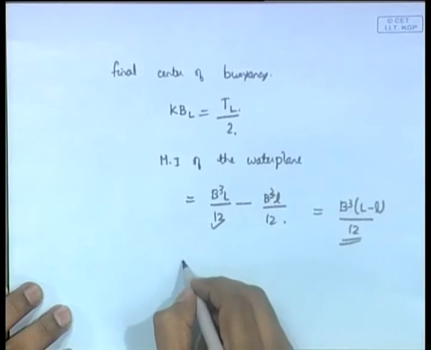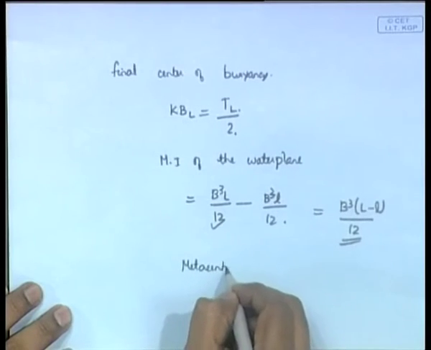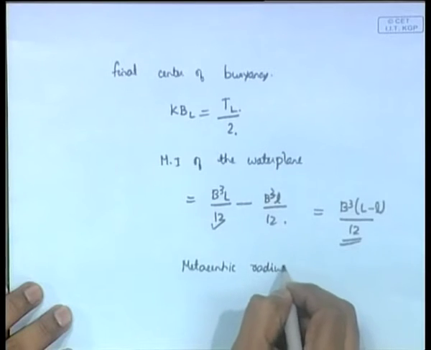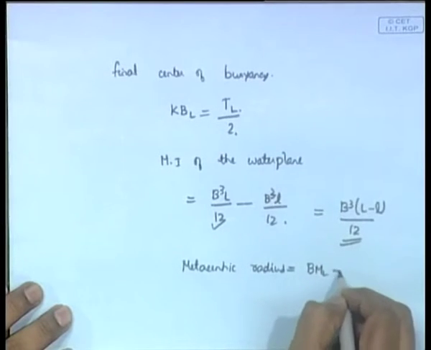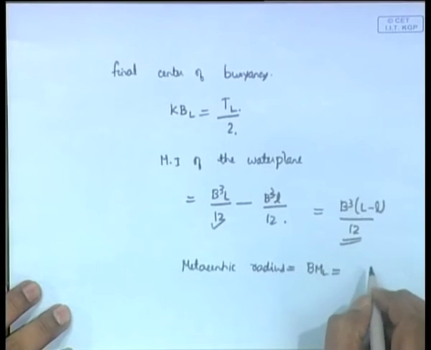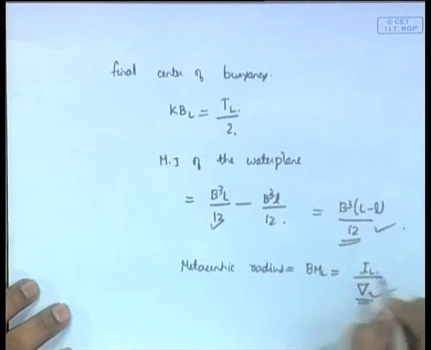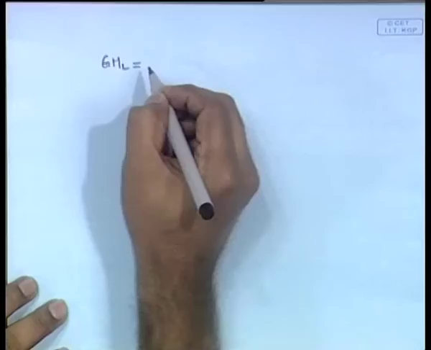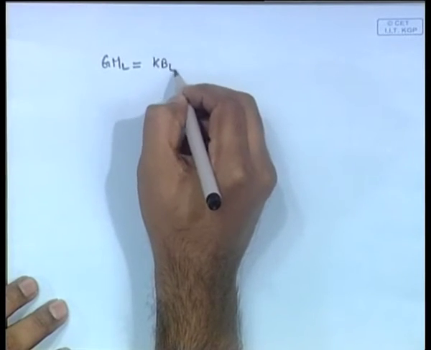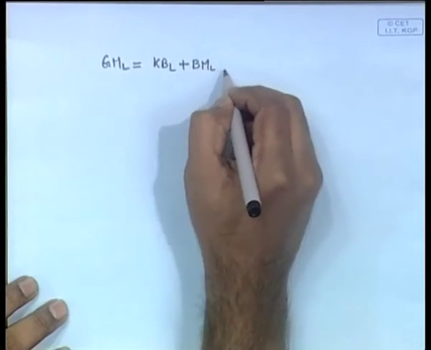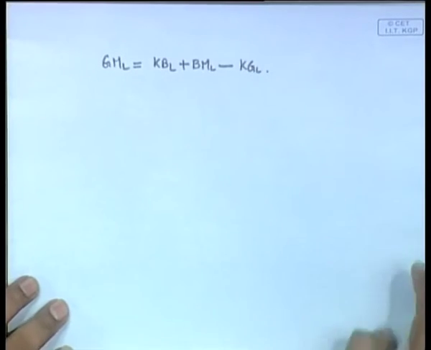And the metacentric radius becomes BML, this is the final metacentric radius. It becomes final I divided by del, del has not changed, del is the same. Now, you know this IL, IL is given here, del you know, we have already done this in the previous thing. Then we can use GML is equal to KBL plus BML minus KGL. This is just the old formula.